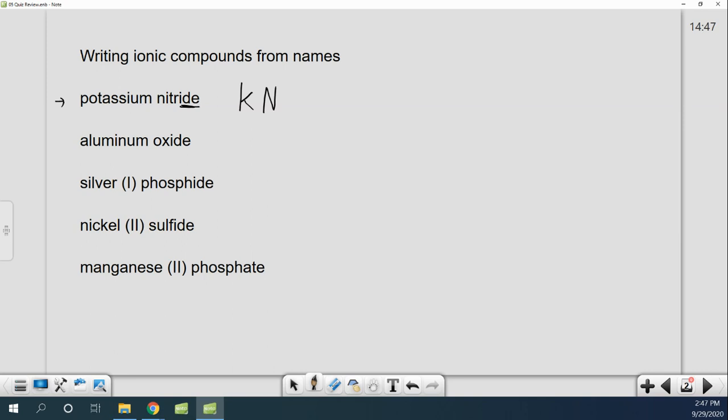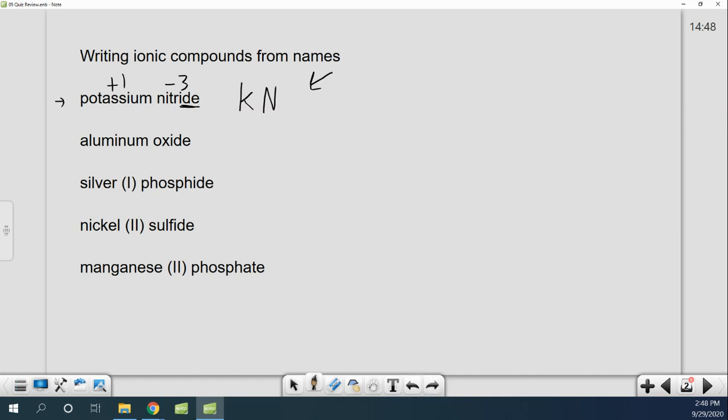So I look at my periodic table. Potassium is in the very first column, which means it's always a +1. Nitrogen is 3 away from the noble gases, so it's a -3. You might want to stop and check your periodic table right now just to take a look at where those are. So potassium is always a +1. Nitrogen is always a -3. So in order for this compound to balance, well, I need to have the same number of charges. If I have 1 +1 and 1 -3, well, that's not going to work. Those things don't cancel out.